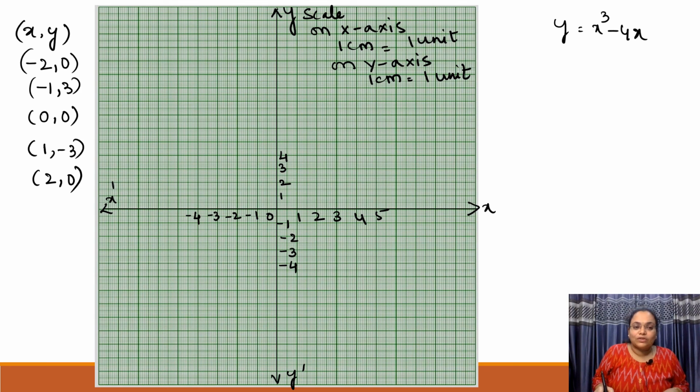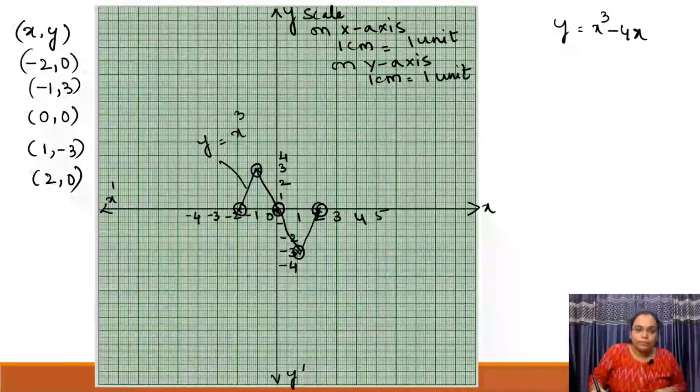So what is the first coordinate? Minus 2 comma 0. It is here. The next one is minus 1 comma 3. Minus 1 comma 3 is here. The next one is 0 comma 0. This is here. The next one is 1 comma minus 3, which is here, and the next one is 2 comma 0, which is here. Now let us join it. You will get something like this. So this is your y equals x cube minus 4x cubic polynomial, right?